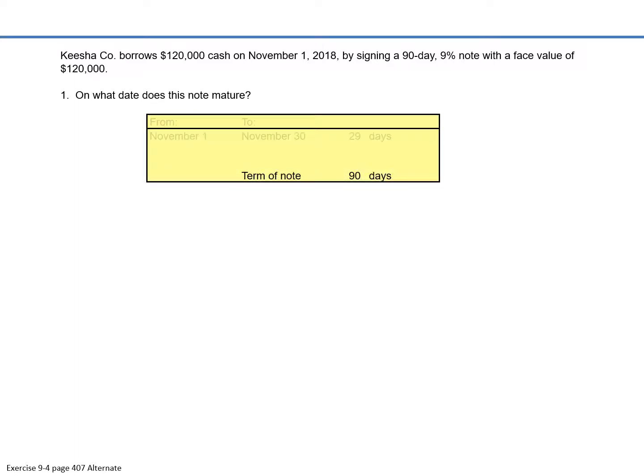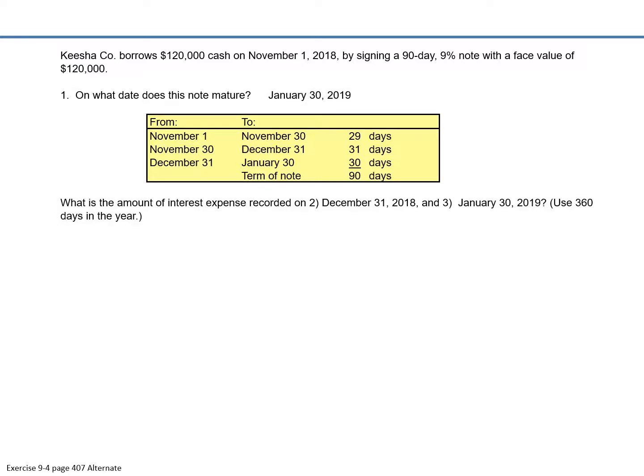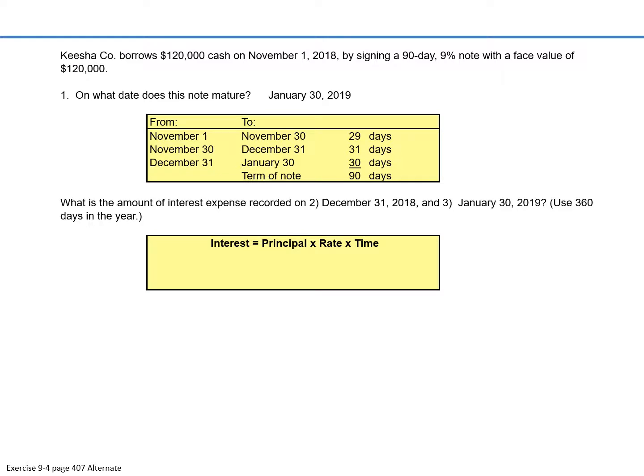All right, so we've got 29 days in November. We have 31 days in December, and we need another 30 to get to a total of 90. So that means our note matures on January 30th. And then why don't you take a minute here and compute what the interest expense is that's recorded on December 31st, 18 and January 30th of 19. Remember, interest is equal to principal times rate times time.